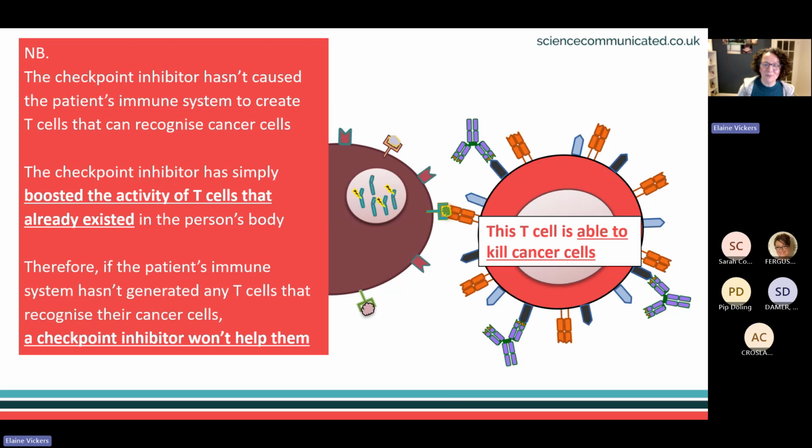So when you give a checkpoint inhibitor, you hope that their cancer is visible to their immune system. You hope that there are cancer-fighting T cells that are being suppressed via the checkpoint proteins on their surface. And it's only if those things are true that that treatment can help the patient.